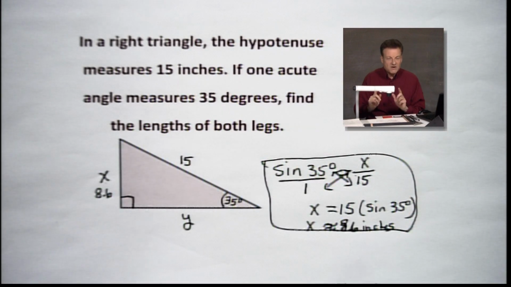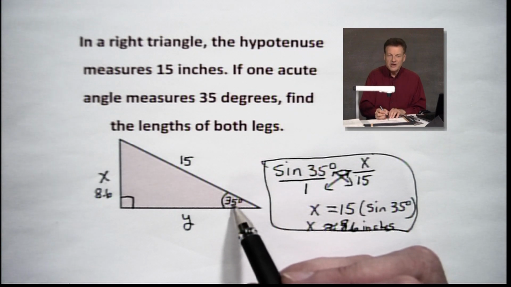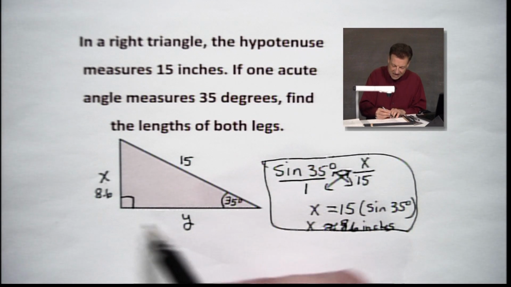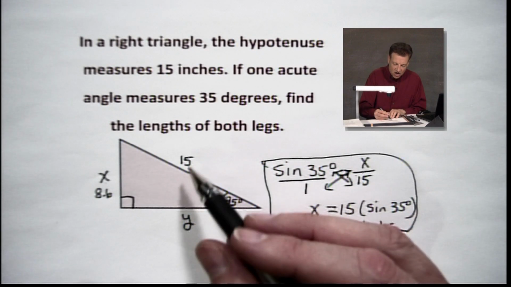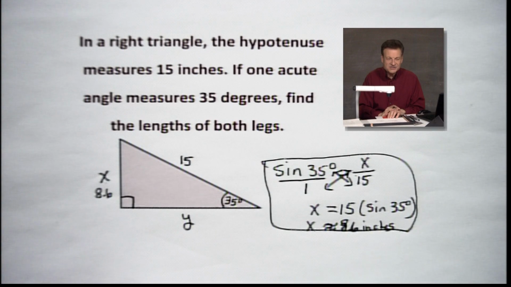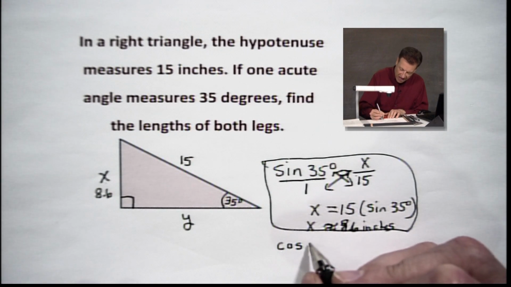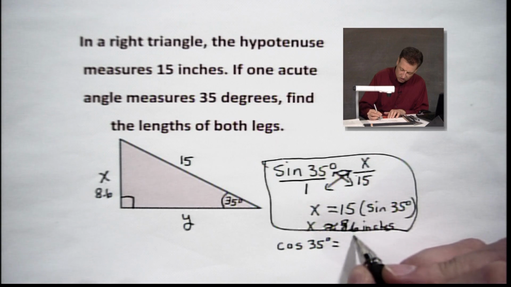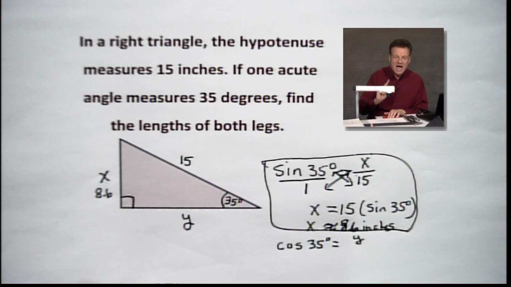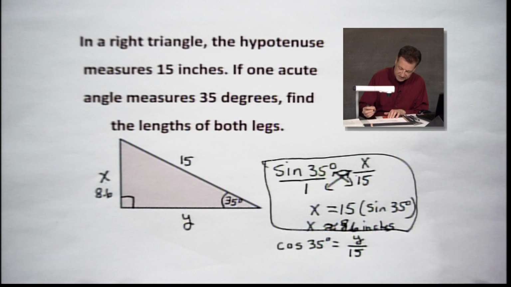All right, let's go for y. The y is a different relationship to 35. It's not opposite. The y is next to it. We call it adjacent, and that's adjacent over hypotenuse. That is called cosine. And on your calculator, some of you are going like, oh, that's what that COS is about. That's exactly what it's about. It's the cosine of 35 degrees, and that will equal the adjacent over the hypotenuse, all right? And that's going to be y over 15.